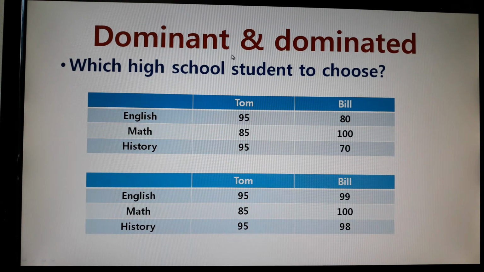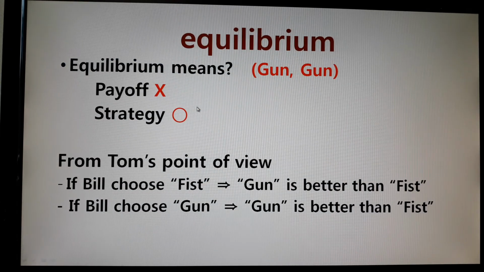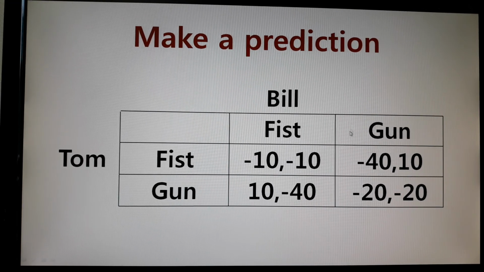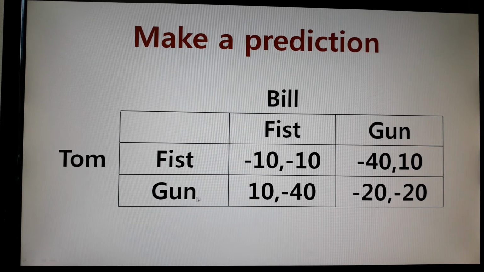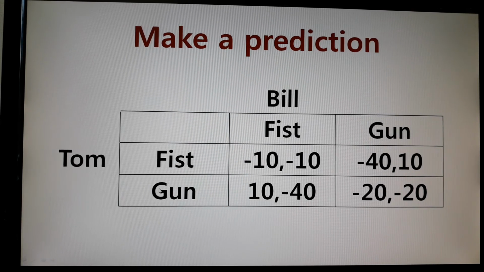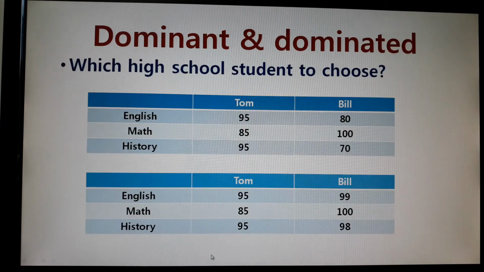The name for that is dominant equilibrium, which means we have two words in this kind of game. Strategy gun dominates strategy fist. Or gun is the dominant strategy, which means, okay, what is the meaning of that? Let's look at the meaning of the word dominance.